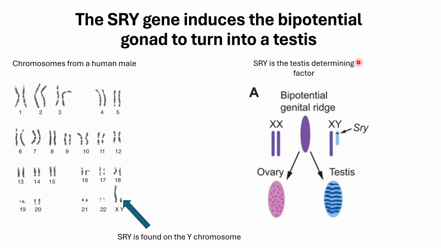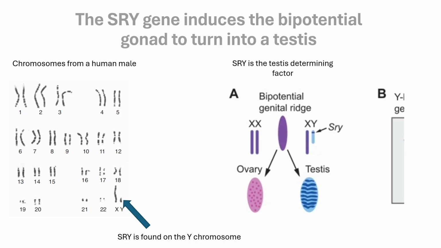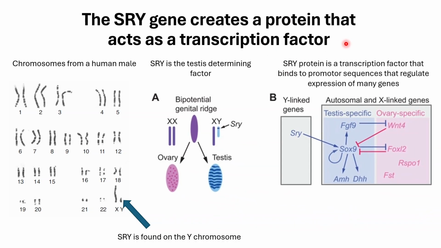When an individual is developing in utero, there's going to be the development of the bipotential gonad. If that individual has a Y chromosome with an SRY gene on it, the SRY gets turned on in the bipotential gonad, and it will eventually turn into a testis. If that individual does not have an SRY gene, then the bipotential gonad defaults into an ovary. The SRY protein acts as a transcription factor, meaning it affects the expression of lots of other genes. So it turns on testis-specific genes, and it turns off ovary-specific genes.